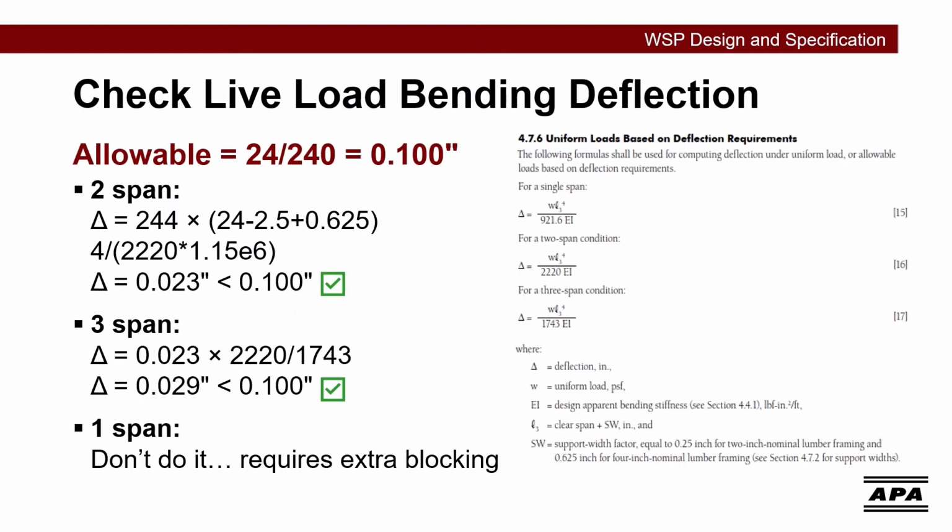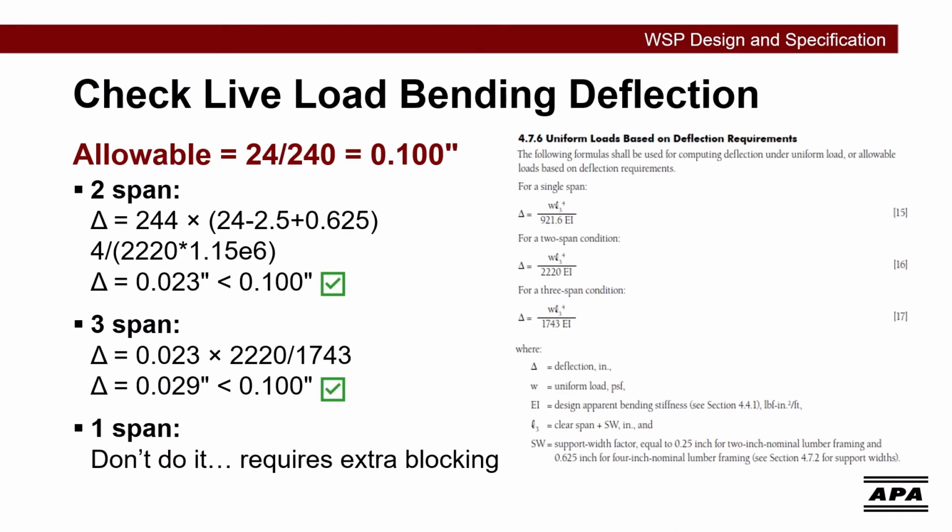The last gravity loading check we need to do concerns deflection. The equations shown on the right are provided in section 476 and are used to calculate allowable uniform loads based on deflection requirements. The equations differ for the number of spans. It's assumed that an equal uniform load is applied to all spans. We first find our allowable deflection in inches by dividing our span by 240, which gives us 0.1 inches.